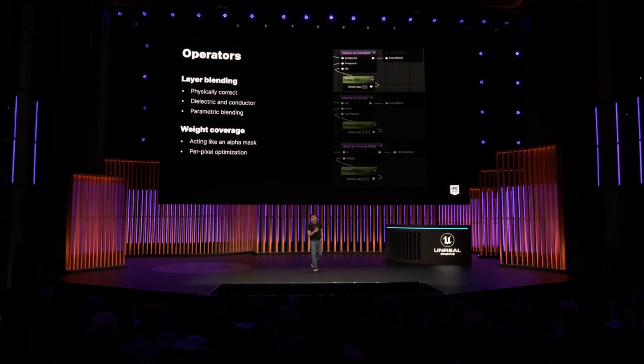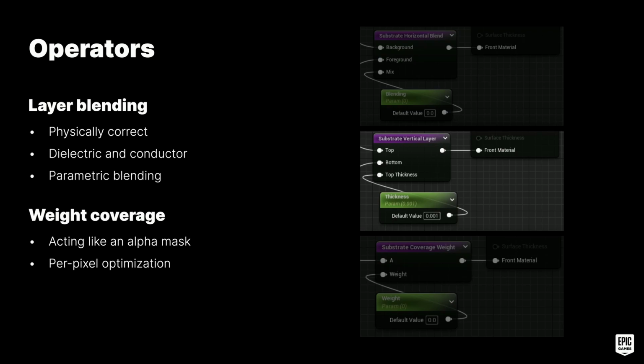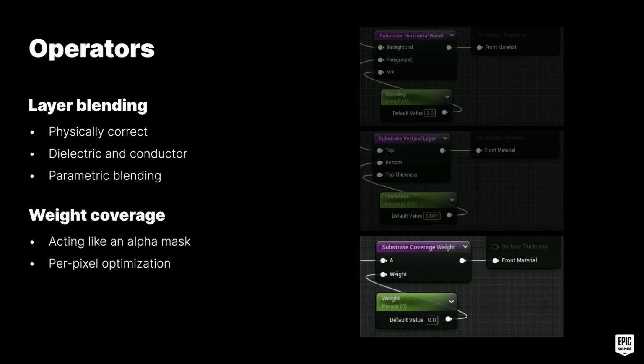Substrate is offering you two main types of composition. Horizontal, that will mix the two slabs at the same depth, computing both speculars individually to blend them together. And the vertical composition that takes into account the thickness or the depth of the top layer to apply transmittance and proper absorption based on your input. Finally, the weight coverage node, which works similarly to an opacity layer, where you will be able to change the opacity of a specific slab, and that is also working per pixel. This is very useful as you could remove the entire slab from the material evaluation when the coverage is set to zero.